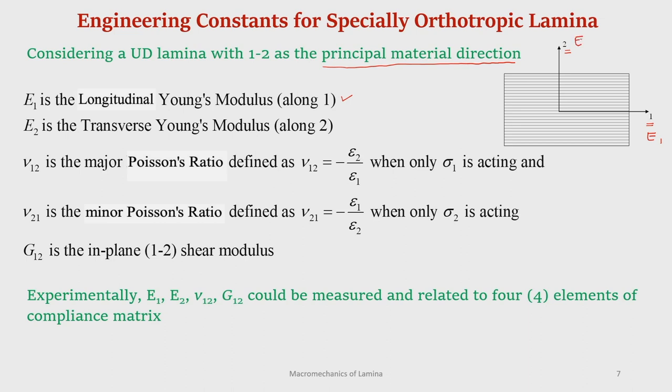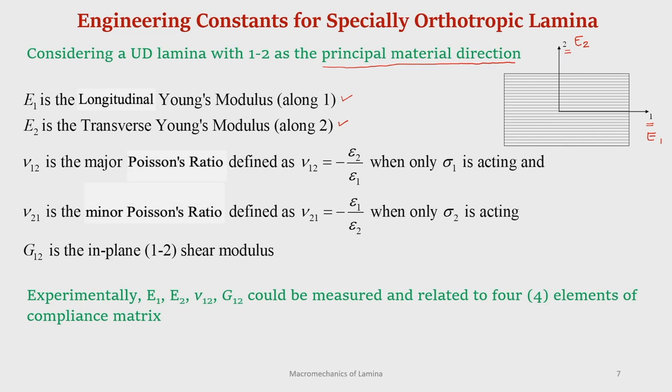E2 is the Young's modulus along direction 2, which is also known as the transverse Young's modulus, and nu 12 is the major Poisson's ratio. Why major? Because by definition, nu 12 is the ratio of the lateral strain to the longitudinal strain when only longitudinal stress is applied. Therefore nu 12 is epsilon 2 by epsilon 1, of course with minus, when sigma 1 is acting, and this is called major Poisson's ratio, and this is the minor Poisson's ratio.